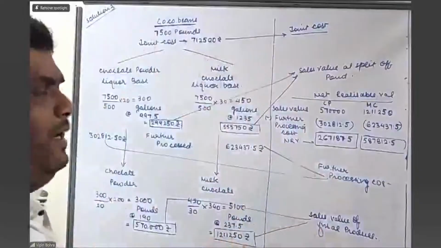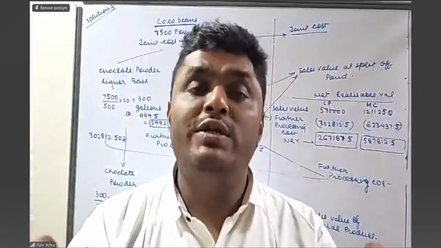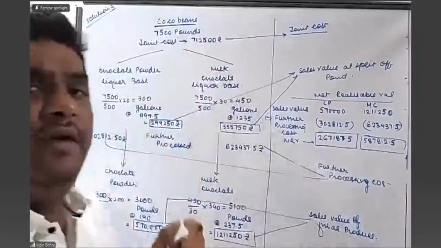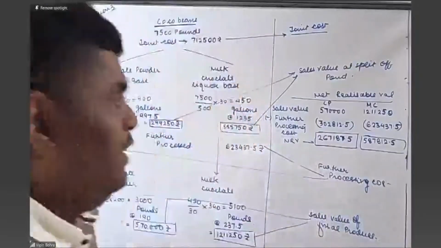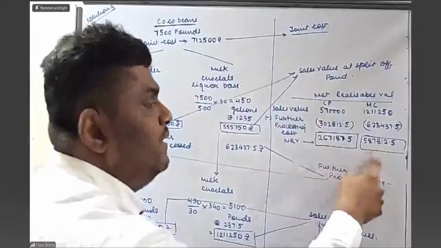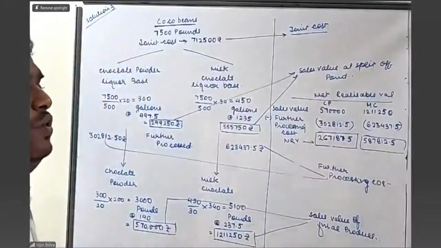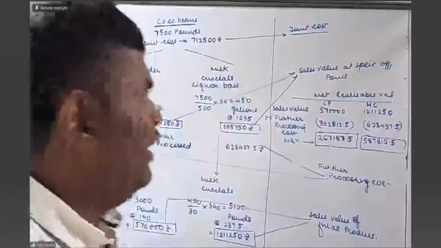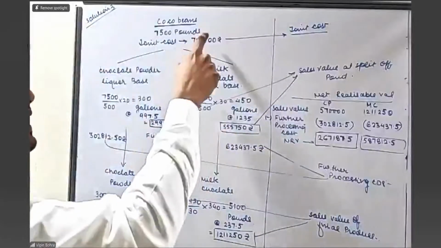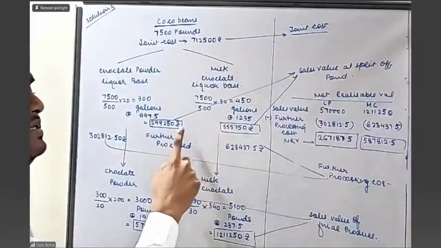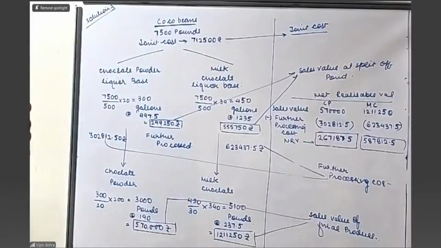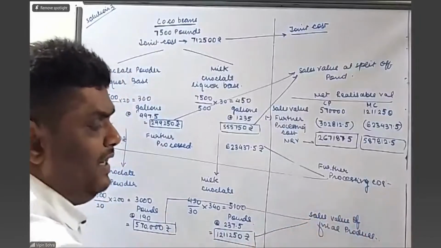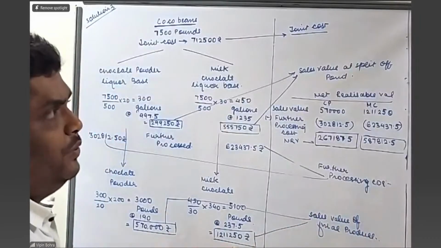So let's say the first point, if the question asks you to distribute the joint cost, that is 7,12,500, in the ratio of NRV, then this ratio will be used. If the question asks you to distribute the joint cost at sales value at split off point, very simple, the 7,12,500 will be distributed in this ratio. If the question asks you to distribute the joint cost at sales value of final product, again the joint cost will be distributed in this ratio.